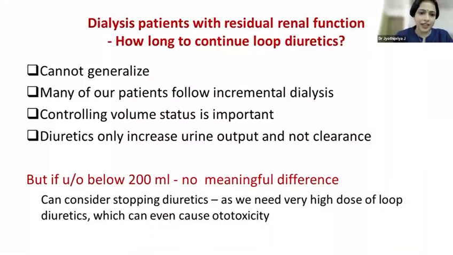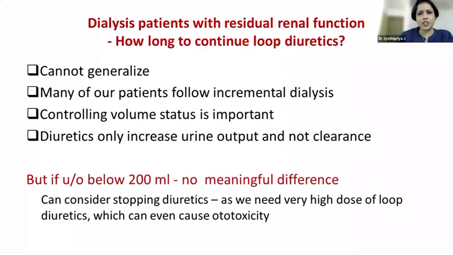Now, one thing we have to be very clear: diuretics will increase urine output and will control the volume status, but it will not result in clearance. So for the actual dialysis clearance purpose, we cannot resort to diuretics. But when following incremental dialysis, and when many are under twice weekly dialysis, to avoid frequent episodes of pulmonary edema and volume overload state, we can resort to diuretics. Now, how long to continue?